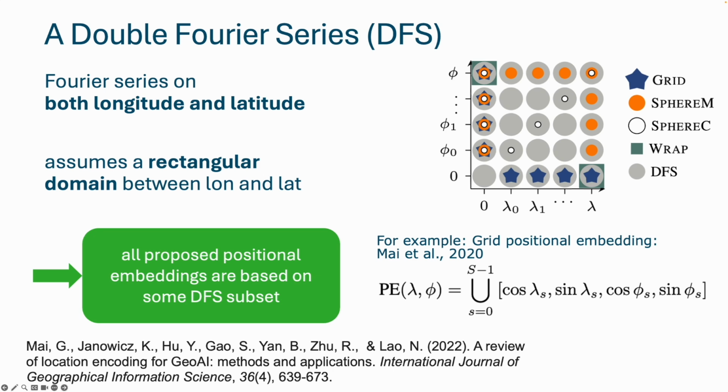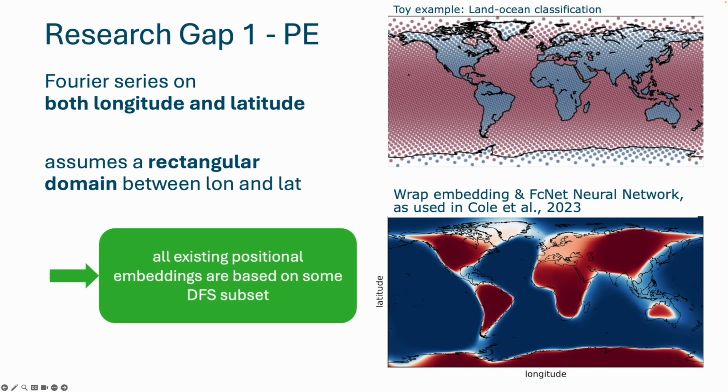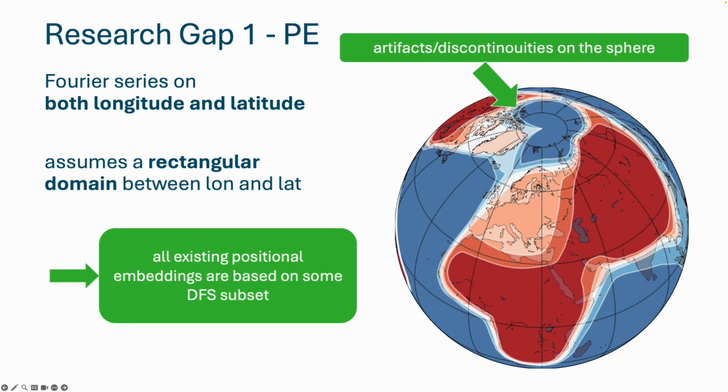So what I want to say with this is that all positional embeddings are basically based on a double Fourier series subset. And that leads to a research gap that we identified, which leads up to our third part: this Fourier series composition does not really reflect the geometry of our world, because we are living on a sphere and not a map. This double Fourier decomposition assumes a rectangular domain between longitude and latitude. And that leads to some artifacts, as you can see here on the right, where at the poles, when we try to do land-ocean classification, we get some discontinuity.